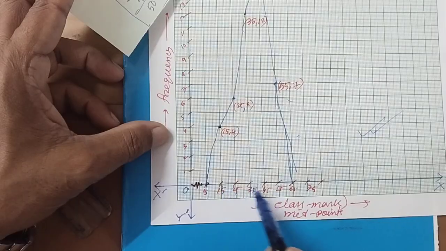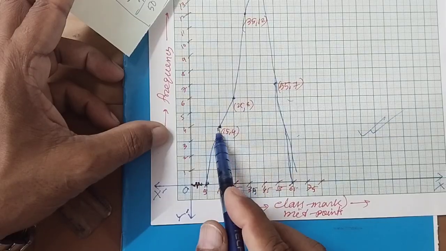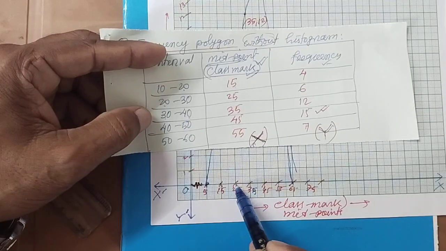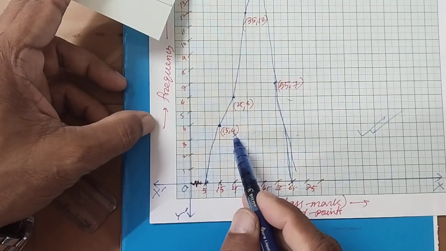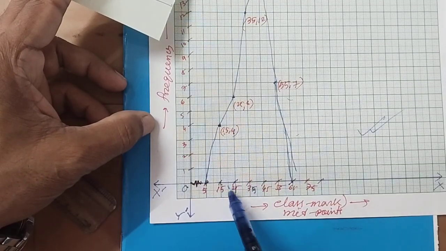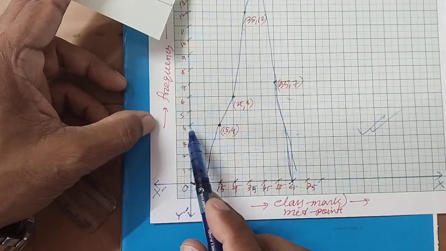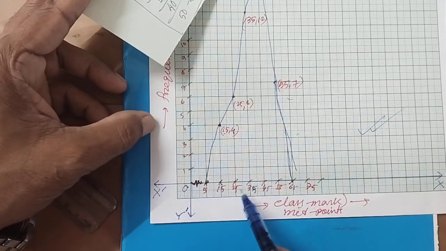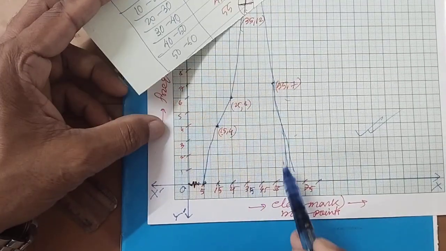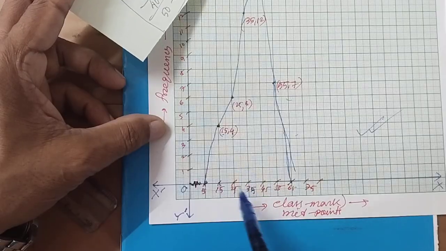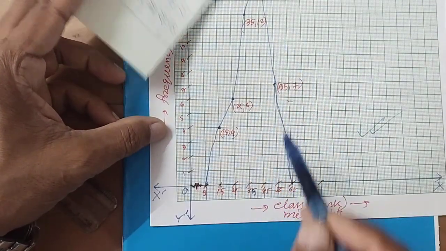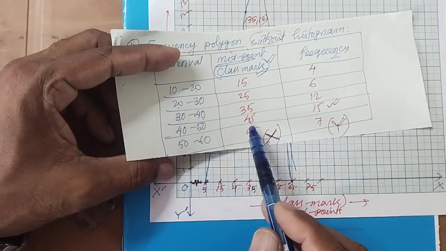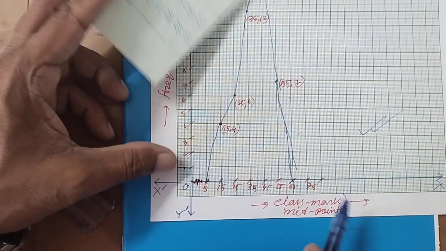It is the midpoint. These are the midpoints: 15, 4. The value corresponding to 25 is 6. So we write here x 15, y 4. We write like this: along x the first number and along y the second number. For every point we write its position. Then all the points you see we have written. At 35 it is 12. At 45 it is 15.